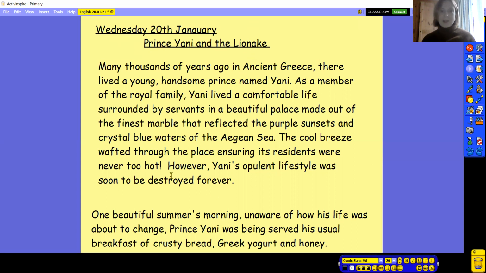And when I started writing this, I did look back at the Pegasus myth, and I used some of the language from that in here as well. So I've magpied lots of ideas from other sources. You might be able to recognise some bits.